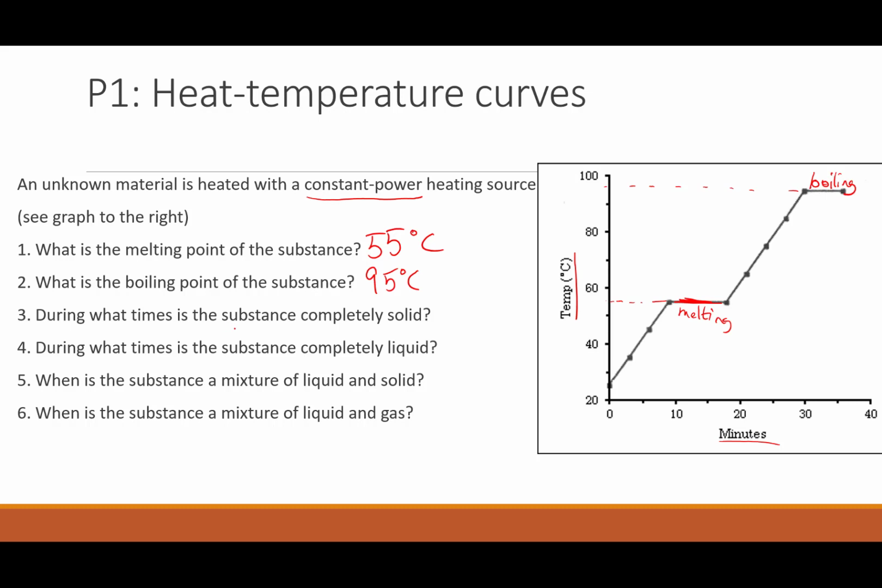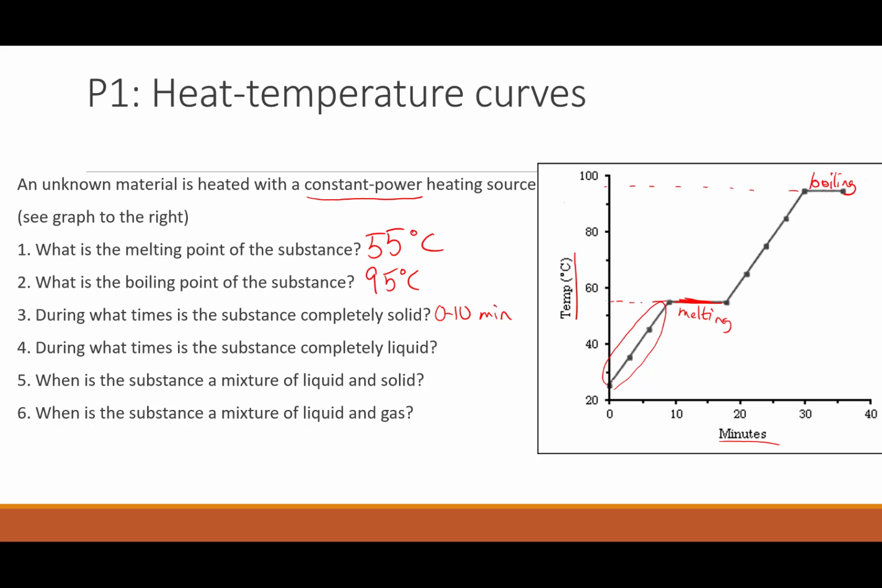During what times is the substance completely solid? Well, during the solid phase, when we add heat, the temperature is going to increase, or when we subtract heat, the temperature is going to decrease, and we know the temperature is going to be below the melting point. So it has to be here. This is our solid, so that's about 0 to 10 minutes.